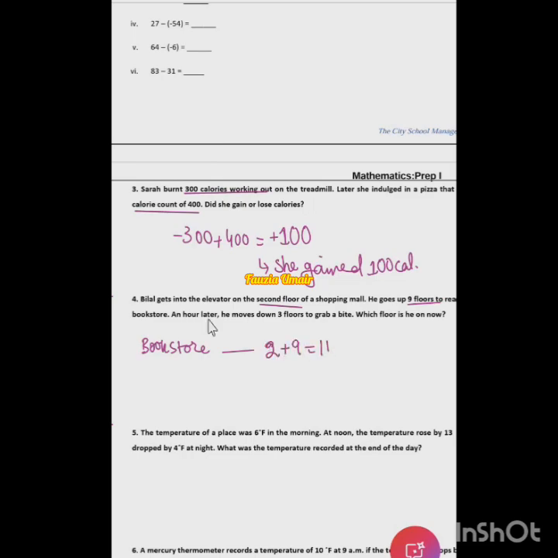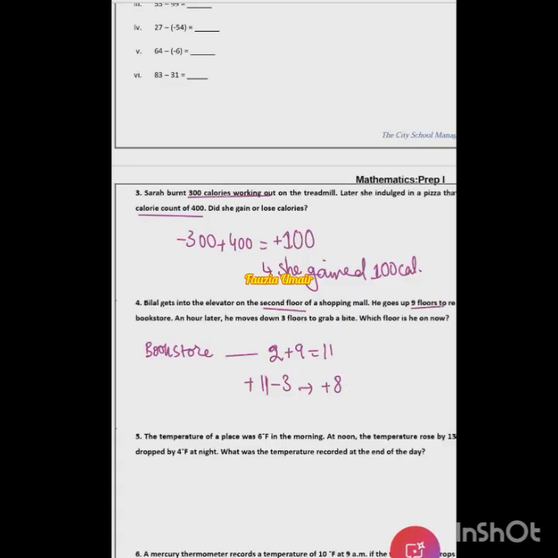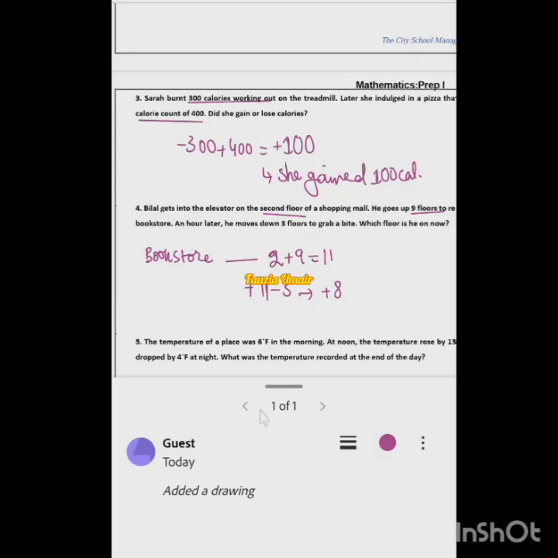Now after 1 hour, he moves down 3 floors to grab a bite. So 11 minus 3. It would be 8. On which floor is he? Plus 8, or 8 only, it's fine. So he's on the 8th floor. In word problems, we need to answer according to the question. That's why we will say he's on the 8th floor.